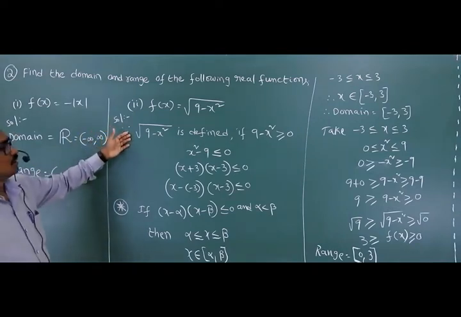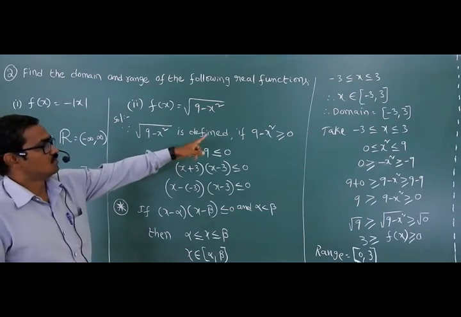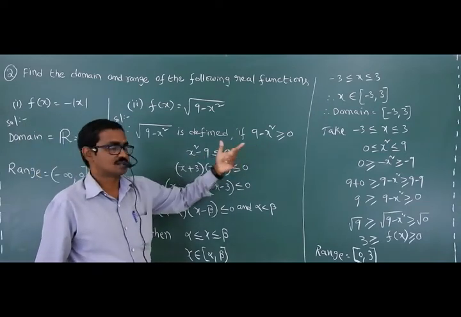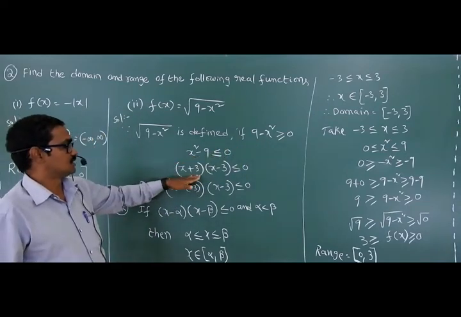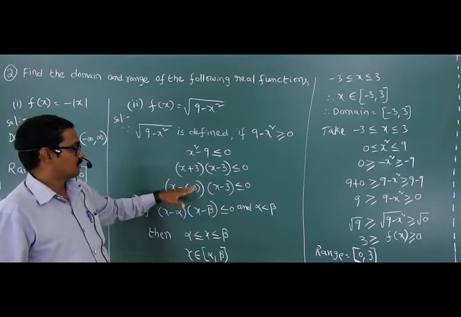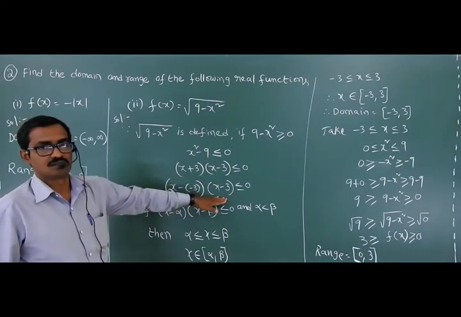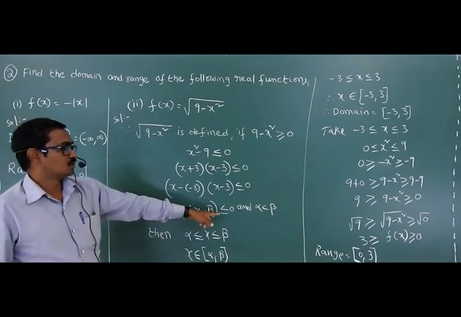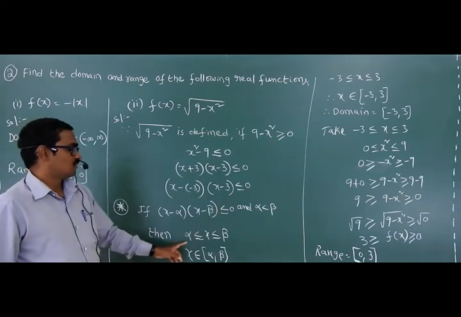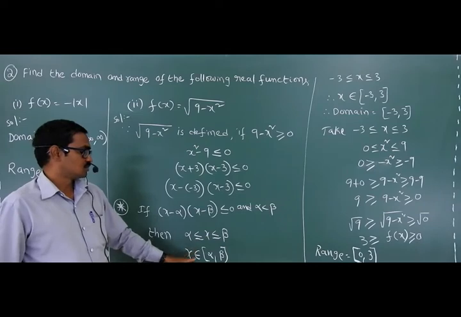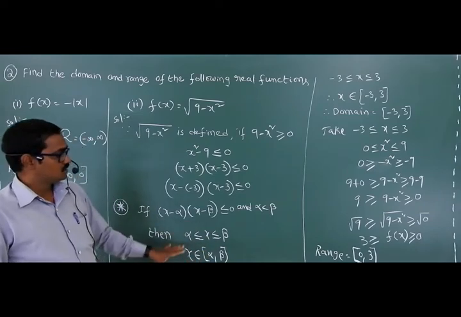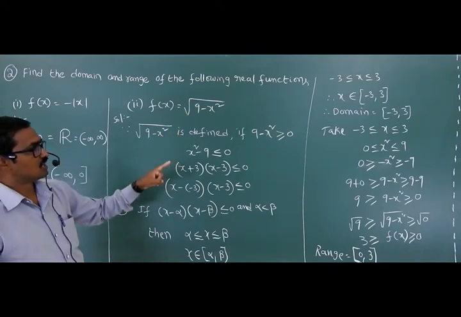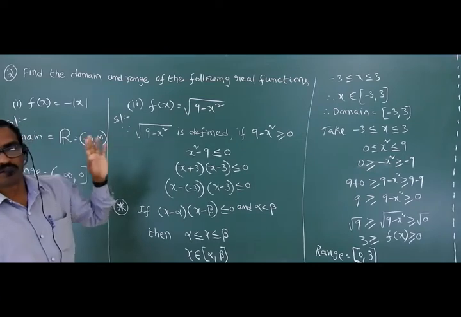Now come to this one. Root of 9 minus x square is defined if 9 minus x square is greater than or equal to 0. If you multiply by minus 1, greater than becomes less than. Then x square minus 9 can be written as x plus 3 into x minus 3, that is x minus of minus 3 into x minus 3 less than or equal to 0. And this is the formula: if x minus alpha and x minus beta is less than or equal to 0 and alpha is less than beta, then alpha is less than or equal to x less than or equal to beta, so x belongs to the closed interval alpha comma beta. By using this formula, x lies between minus 3 and plus 3, so x belongs to closed interval minus 3 comma plus 3. That is the domain of the function.